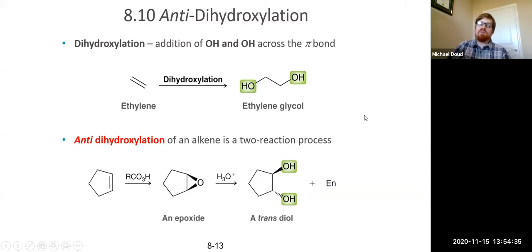So there's two different types. There's anti-dihydroxylation and there's syn dihydroxylation. So anti-dihydroxylation is a two-step process. You get a peroxy acid here. We'll look at a structure of what that means. It's basically a combination of peroxide and carboxylic acid. That forms an epoxide. Once you have the epoxide, you just react it in acid and you form your diol, your dialcohol. And that's going to be trans because they're added anti to one another here.